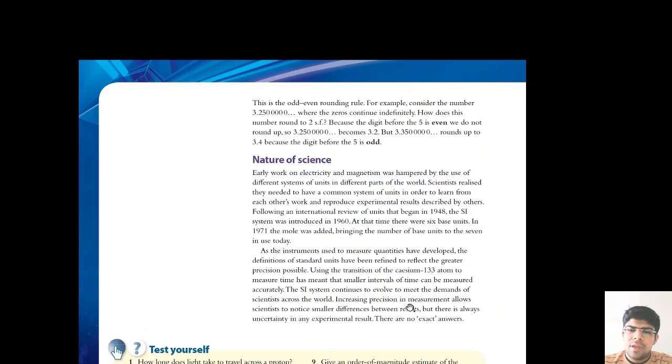Increasing precision in measurement allows scientists to notice smaller differences between results, but there is always uncertainty. In any experimental result, there are no exact answers. There are many uncertainties, and that we are going to learn in our next video.